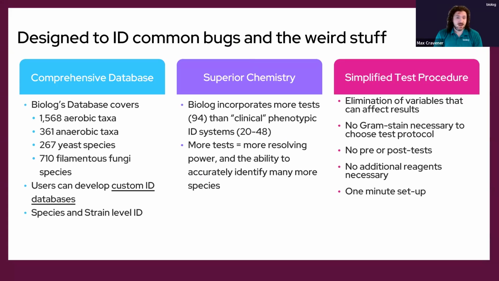So any identification system is only as good as the database. So what type of coverage do we offer? What kind of organisms can you ID? How does it call these IDs? All these things are very important. So for Biolog, we have a comprehensive phenotypic database, which covers roughly 1,500 aerobic taxa, over 350 anaerobic taxa, 260 yeast species, and 710 filamentous fungal species.